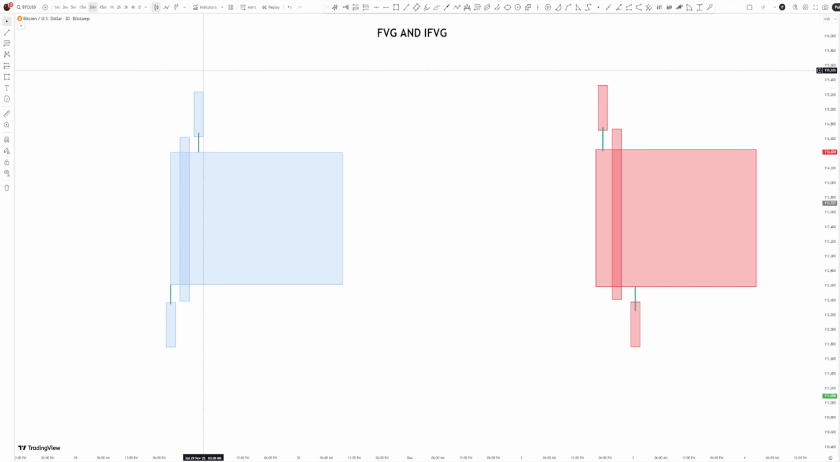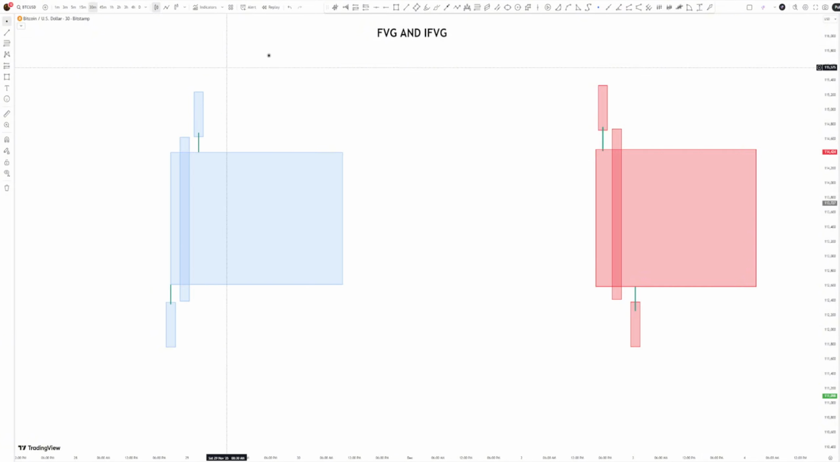Okay, there are two types of fair value gaps. One is bullish FVG or fair value gap. A green or bullish candle that is large relative to its neighbors. The space between the previous candle high and subsequent candle's low forms the bullish gap. This is interpreted as an area where price is likely to be supported and reversed upward if it falls back into it.